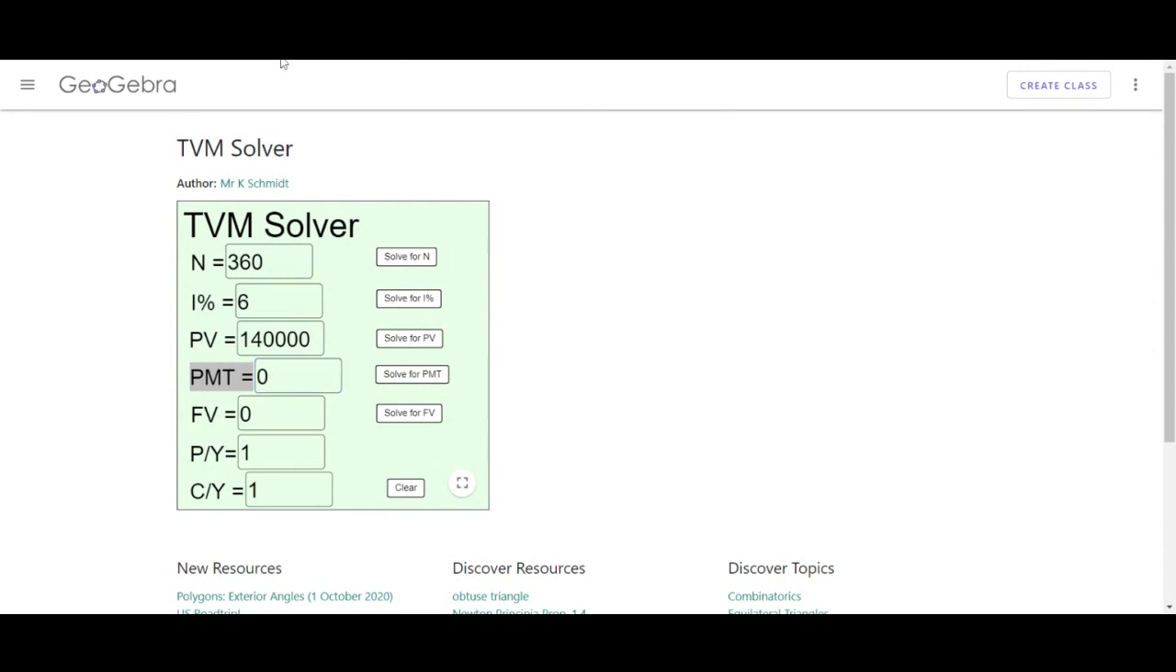PMT is what we're looking for, remember? So we're just going to leave that alone. FV, we want that to be 0, so we leave that alone as well. Remember, FV is how much we'll owe in the future. These two are always equal, so they're both going to be 12, how often it's compounded. So those are all our data. We want to solve for PMT, so we click that.